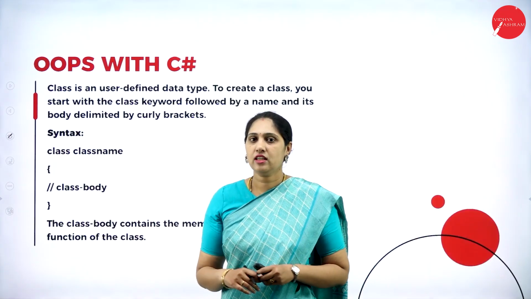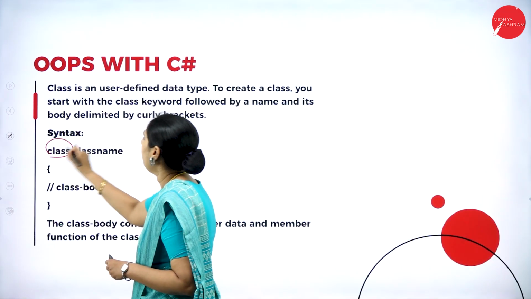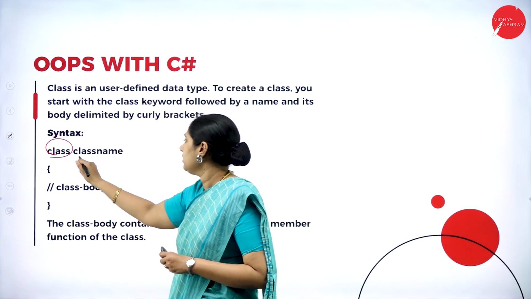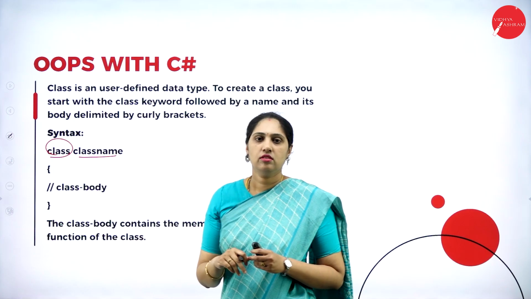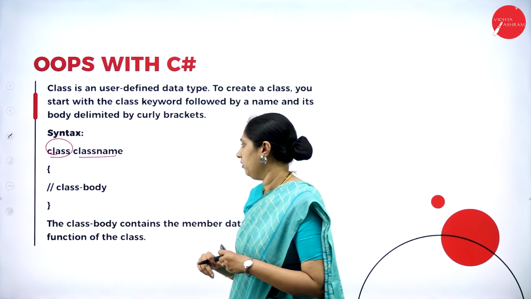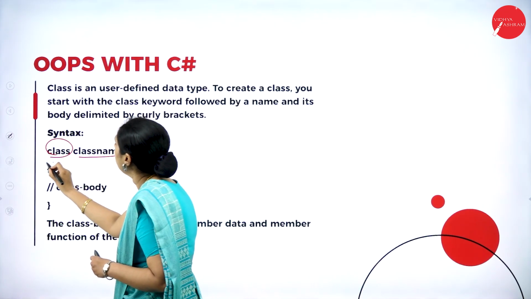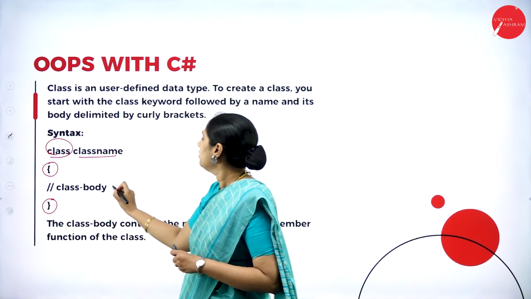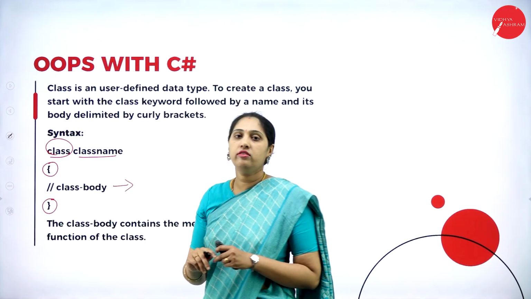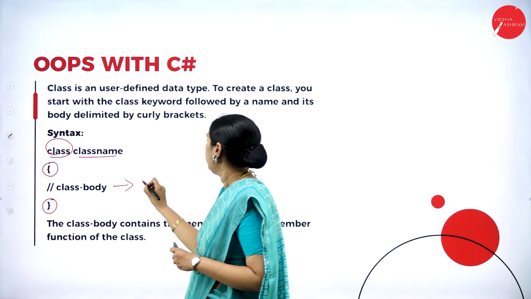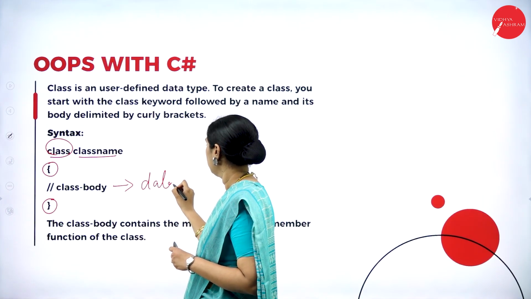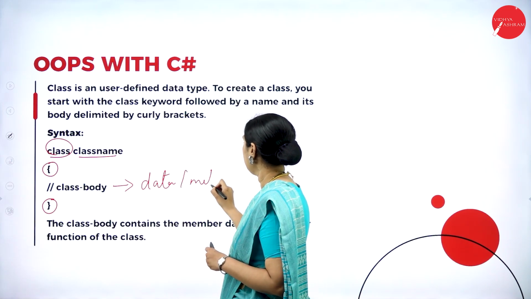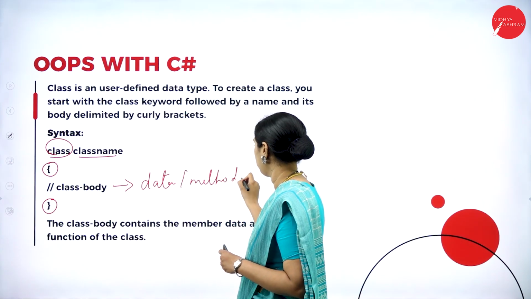So what is the syntax of class? You have to use the keyword class followed by the class name. This is your choice. You can give any class name. Then we'll open the flower bracket, close the flower bracket, and this is the class body where we'll define the data members. You can say data and method. Method is nothing but it is a function.